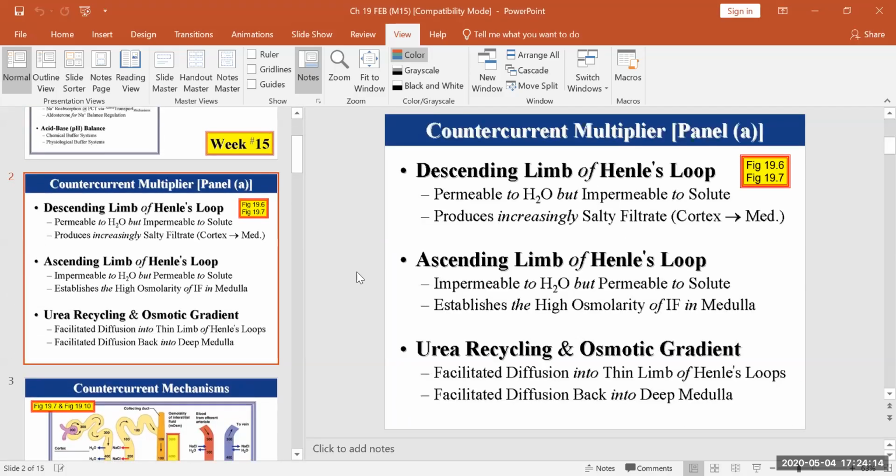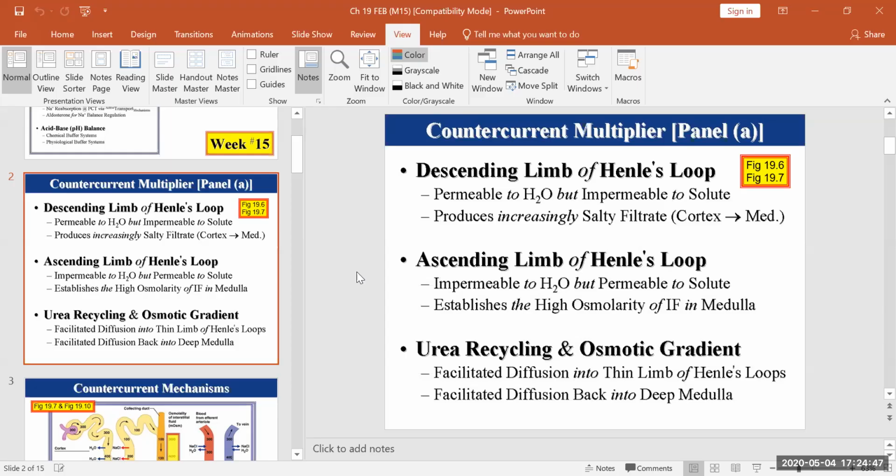Let's get back here. So in your book, the second slide of the lecture outline corresponds to two figures from your book, the Stanfield textbook. That is figure 19.6 on page 538, and 19.7 on page 539. So if you bring out your book and follow along, it should be easier for you.